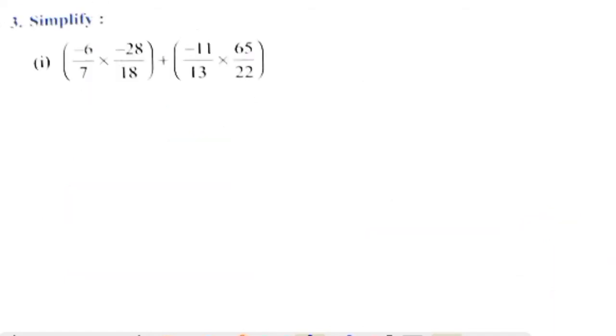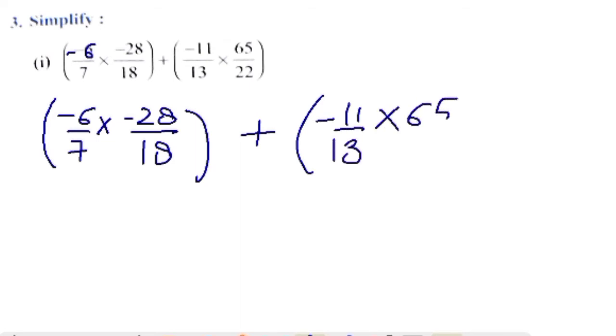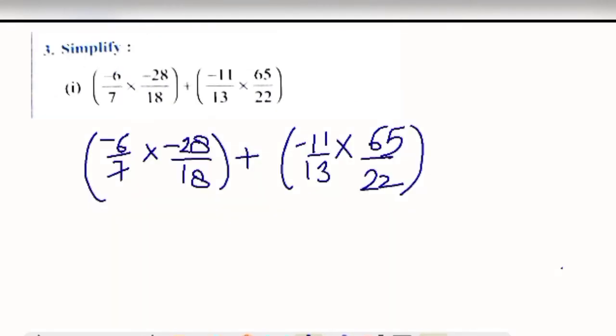Next question is simplify, question number 3, and they have given minus 6 upon 7 multiplied by minus 28 upon 18. Firstly you will solve this bracket, okay, plus minus 11 upon 13 multiplied by 65 upon 22. Okay. Firstly you will solve these brackets.